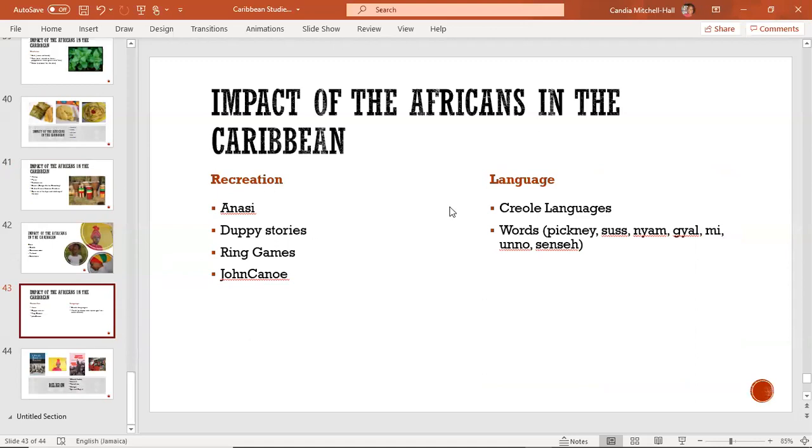The language in the Caribbean is very much influenced by Africans. We have words such as picnic, sus, nyam, gal, me, uno, wana for some Caribbean countries, sense, tukuya. These are some African terms that are still very much evident in our lingo in the Caribbean. Today, even the mere fact that most of us have a Creole language shows the influence of the Africans in the Caribbean.